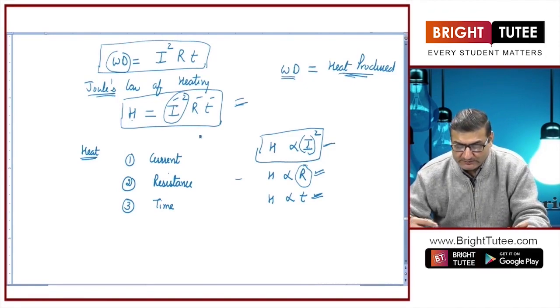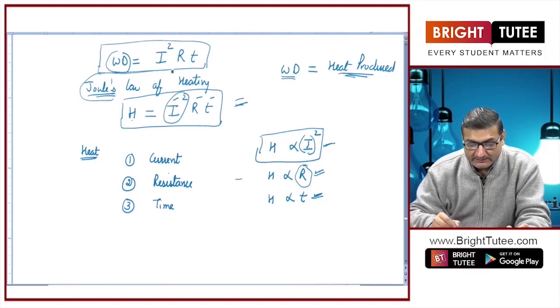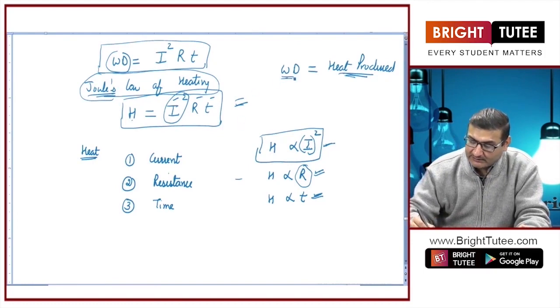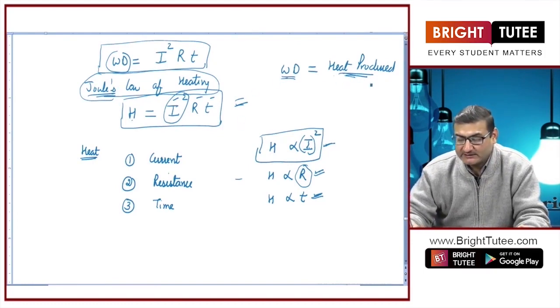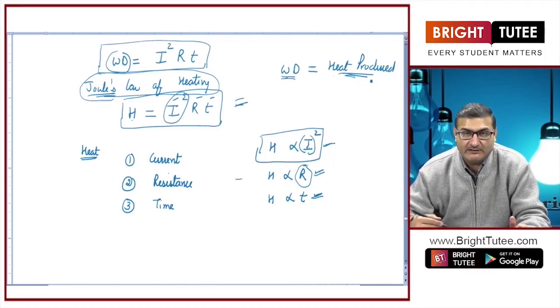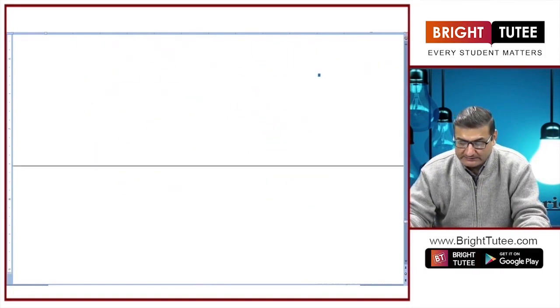Fine. So this is the relation, and for this we need to specify Joule's law of heating. Why? Because work done is equal to heat produced. That is only because of Joule's law of heating. We need to specify it while deriving this formula. Got it? So this is the heat produced during the current.